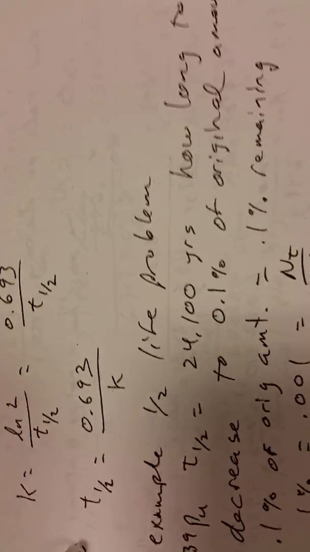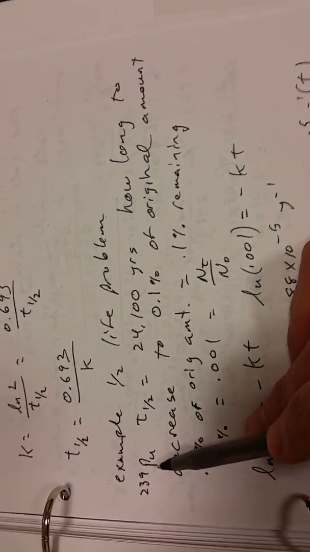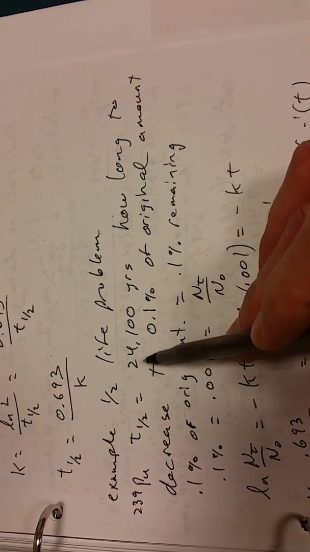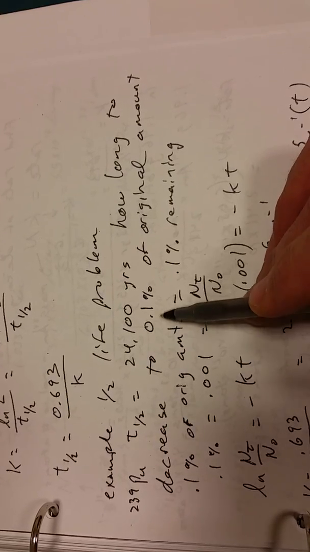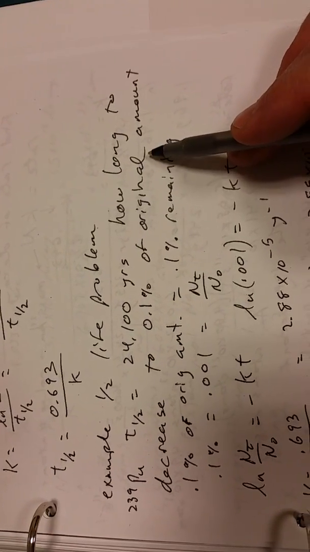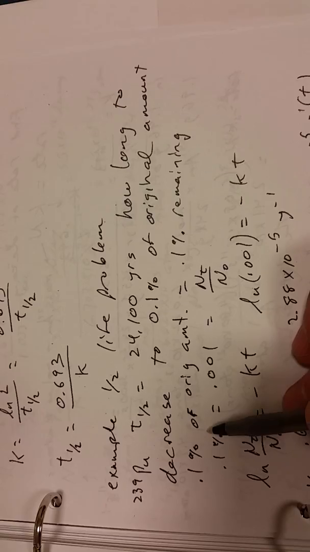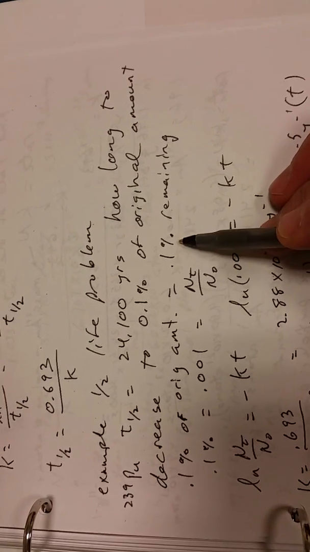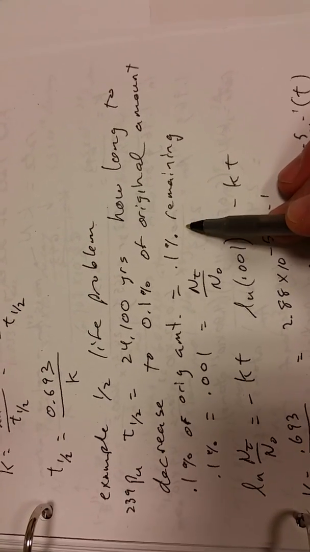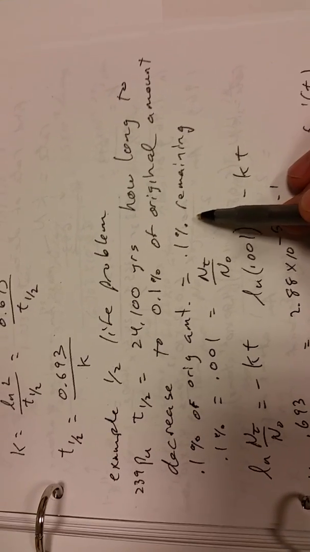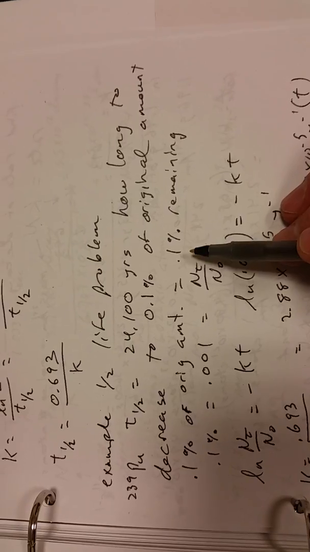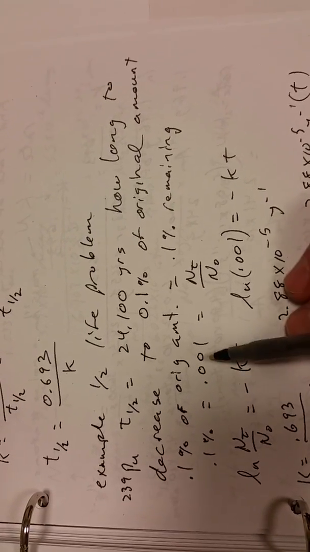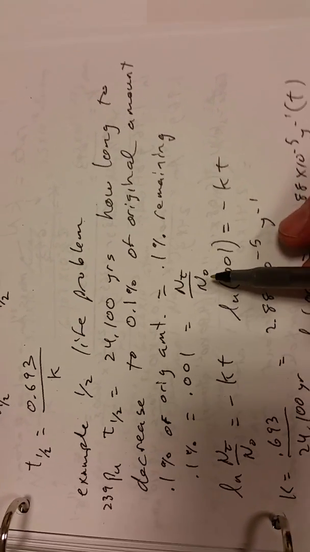So an example problem, which is shown in the lecture slides, is you have plutonium-239. They give you a half-life of 24,100 years. How long will it take to decrease to 0.1% of the original value? What that means is 0.1% of the original amount is the same as 0.1% remaining. It's not the amount that's lost, that would be 99.9%. The amount remaining is 0.1%. So that is 0.001, and that equals Nt over N0.